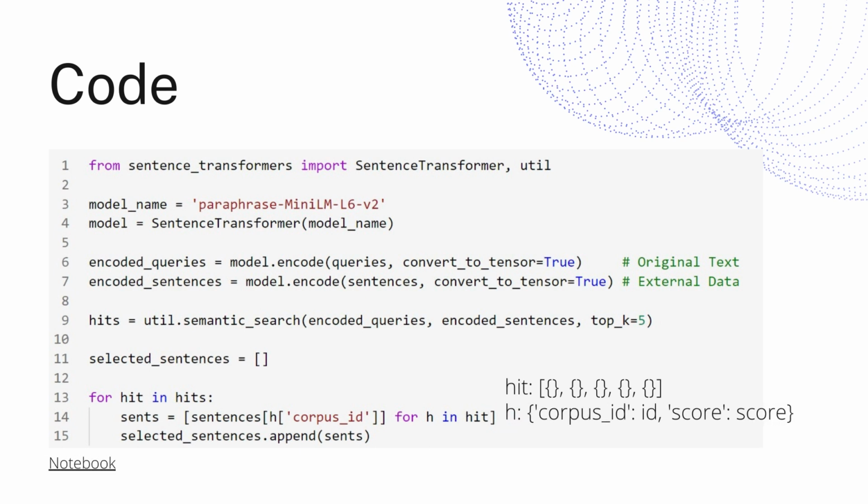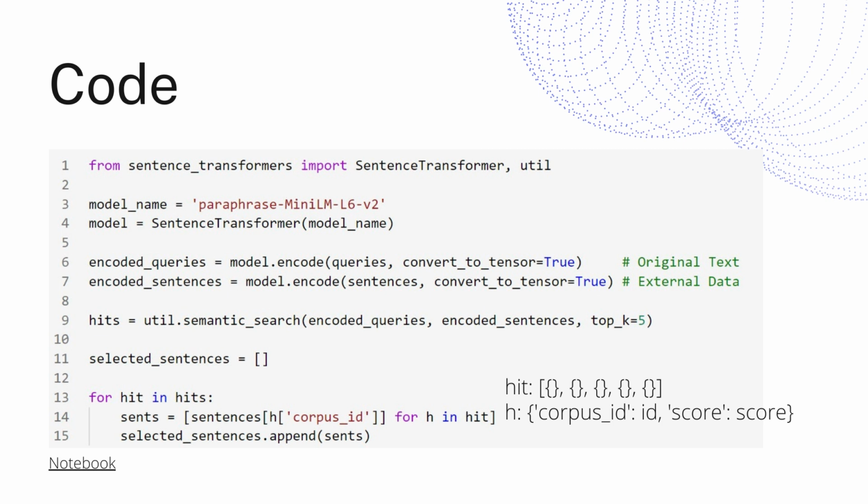So I forgot to mention the model that was used was a sentence transformer. So from sentence transformers we import SentenceTransformer and util. The model name is paraphrase-MiniLM-L6-v2. So we pass the model name into SentenceTransformer and get the pre-trained weights.